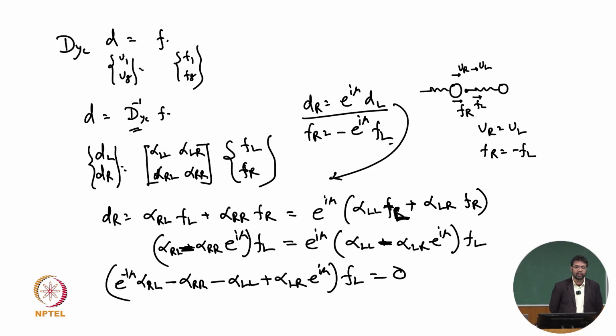So what is 0 here? Obviously F_L cannot be 0. If F_L is 0, then the full thing will be 0. That is a trivial solution. So a non-trivial solution tells me that this should be 0. Okay, very good. If this is 0, that means what?